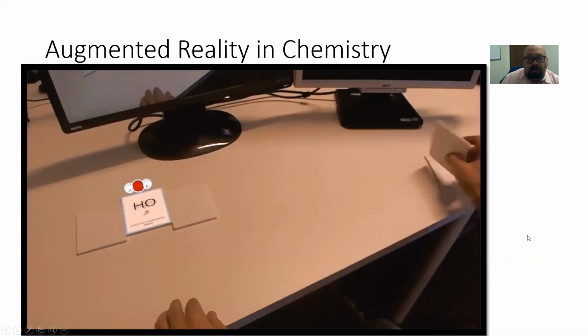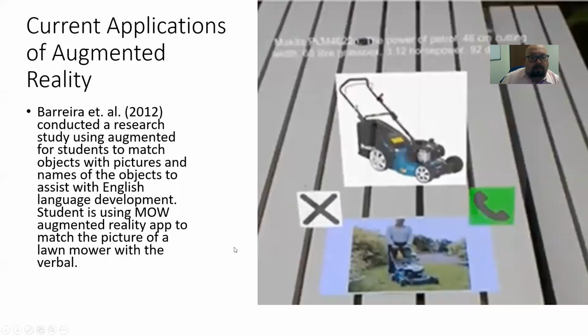Okay, moving on. We have our next slide of how augmented reality is currently being used.